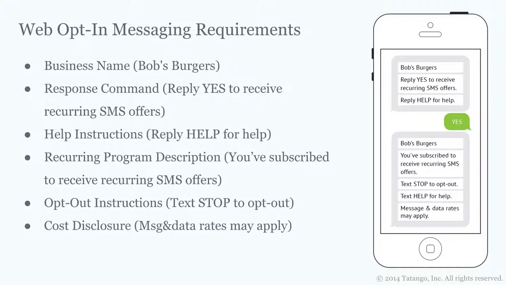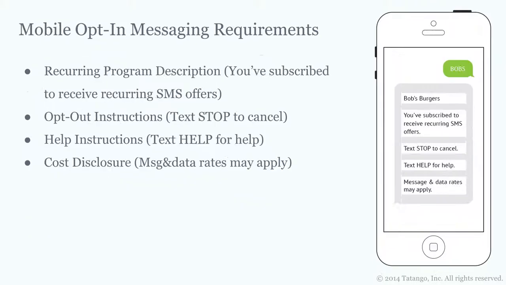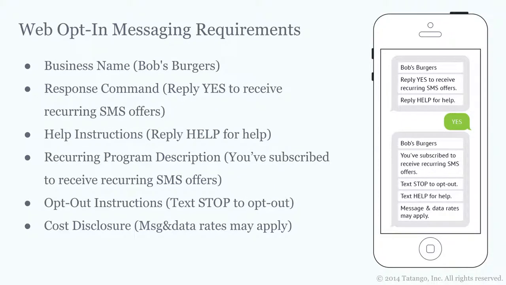And then again, we can go back pretty much to the mobile opt-in message requirements. It's the exact same. You have to put the business name. You've subscribed to receive recurring SMS offers, which is the recurring program description, opt-out instructions, and the cost disclosure. In addition to the help, you've got to put the help in both messages.